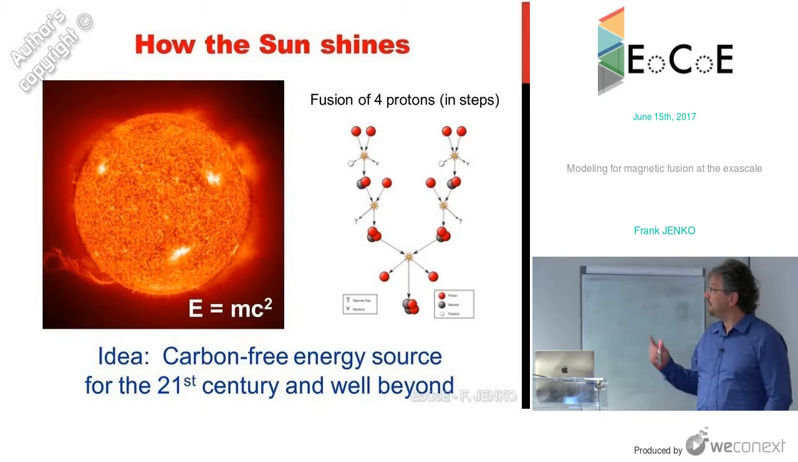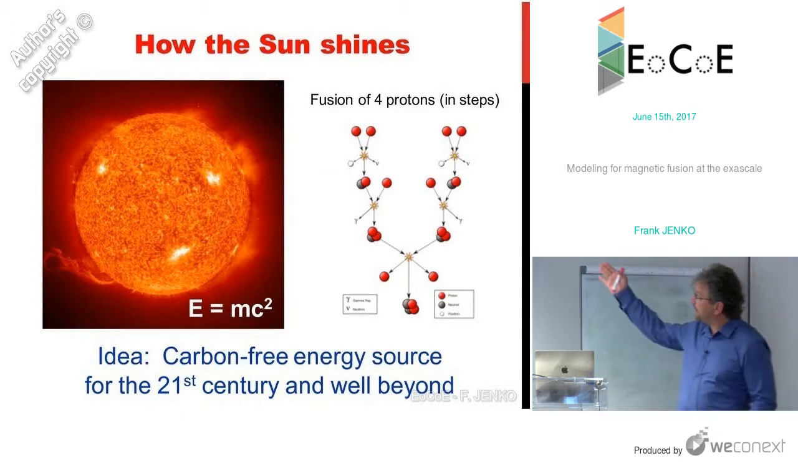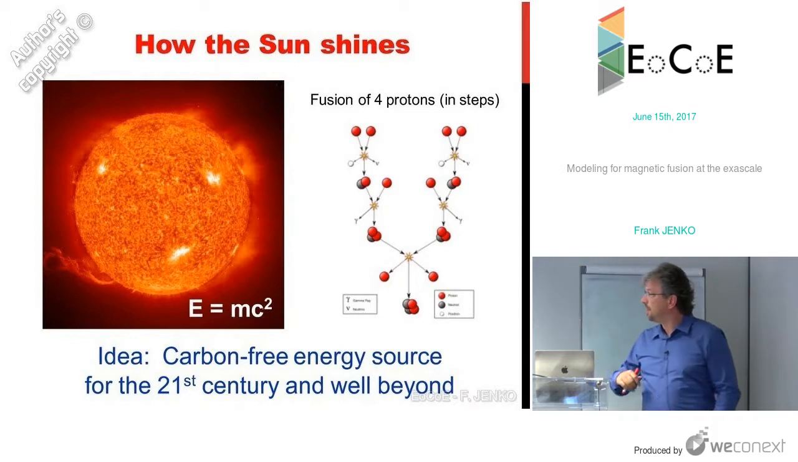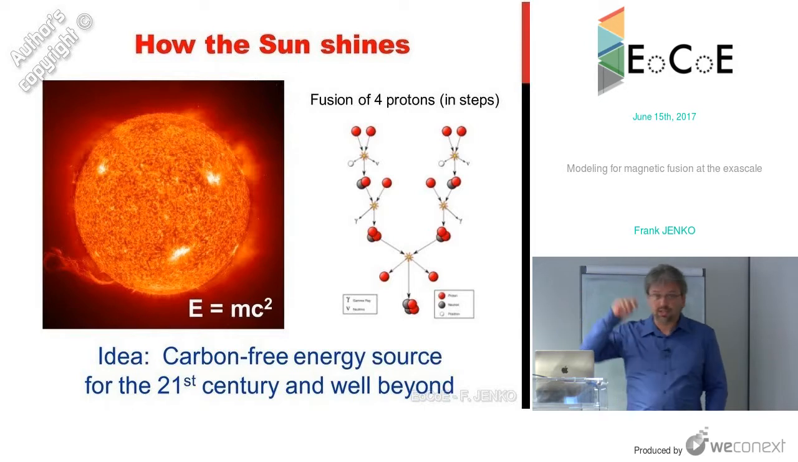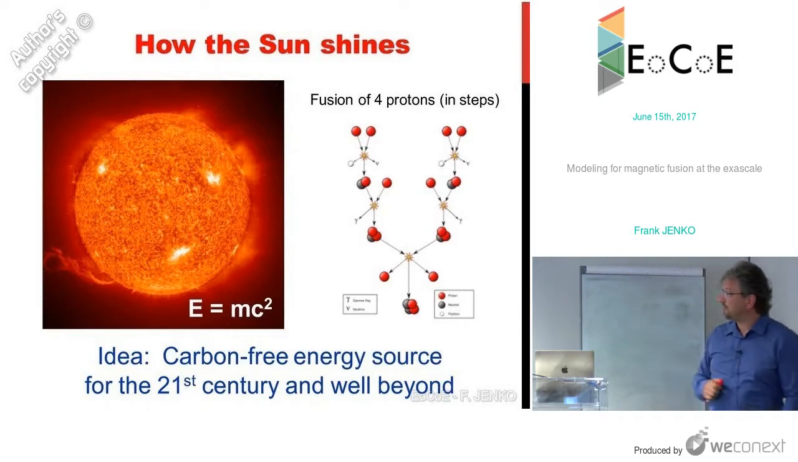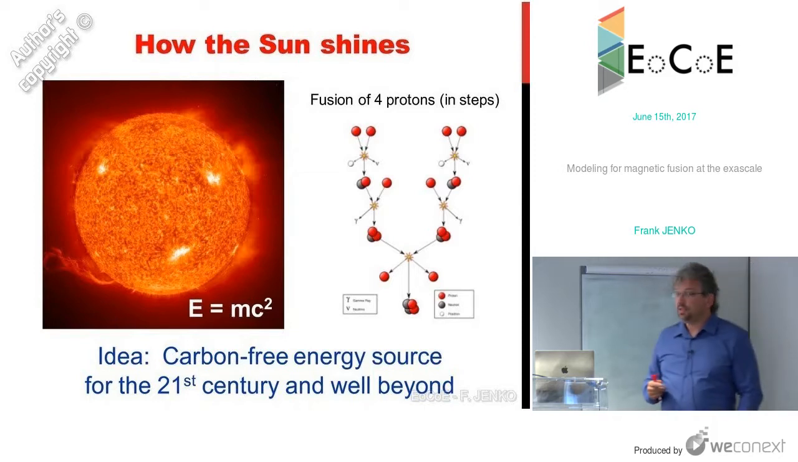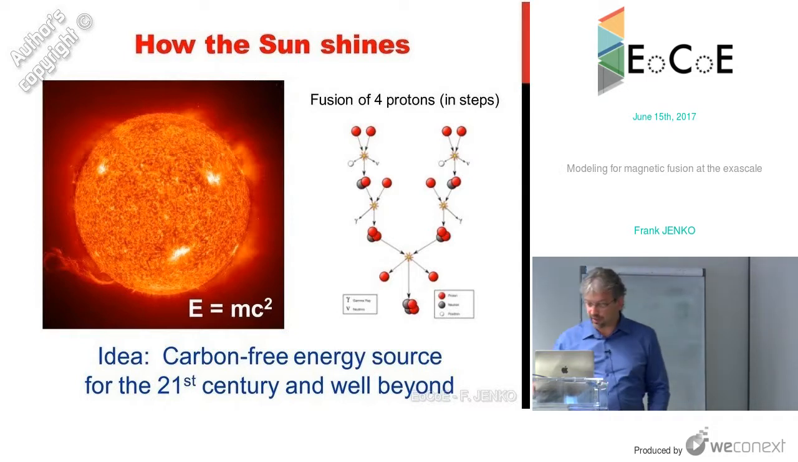For about 100 years or so, we have known how the sun shines, namely by the fusion of protons to helium. In this process, mass gets lost, so to say, and is transferred to energy according to Einstein's famous formula. And the idea is to take a process like this to produce carbon-free energy for the 21st century and well beyond.